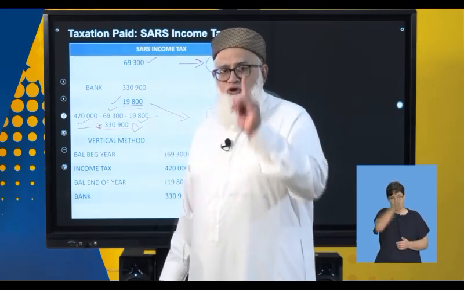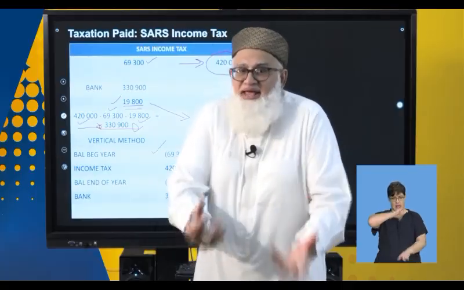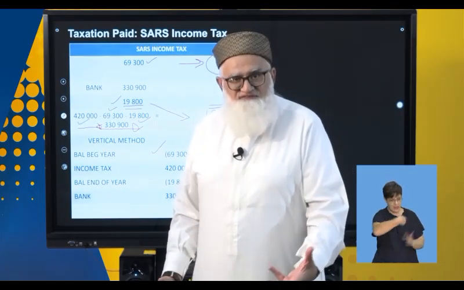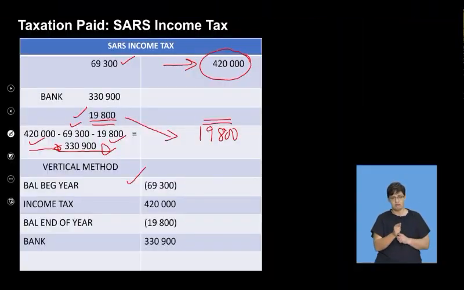You start off with your balance at the beginning of the year, 69,300, and the reason it's in a bracket, it means that SARS were owing you that money. You don't have to pay them that amount. So therefore, it's in a bracket. Then you bring in your income tax for the year, which is your 420,000. It's the same information, just a different method of presentation.